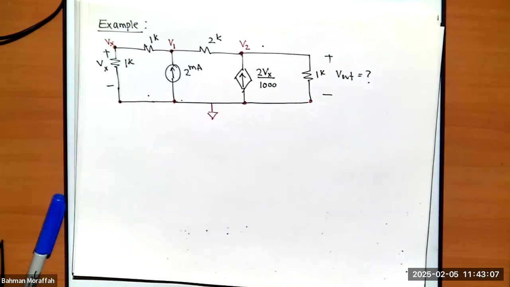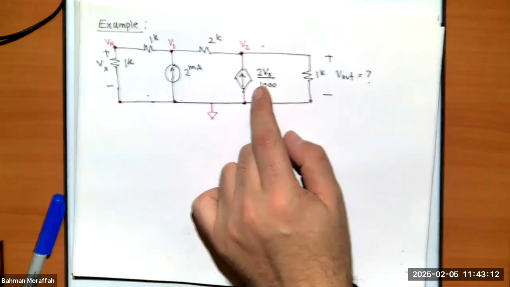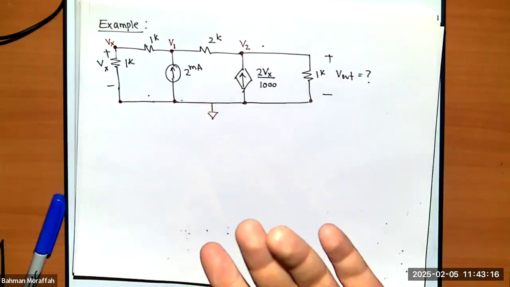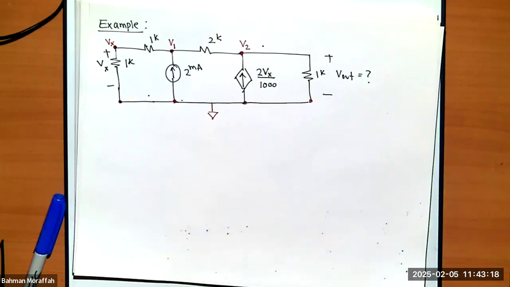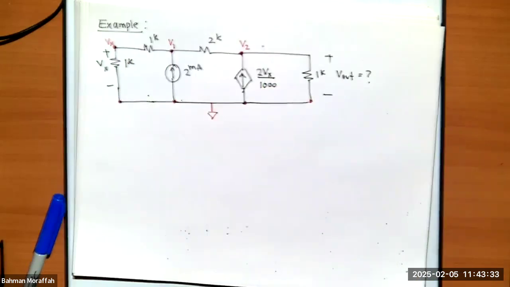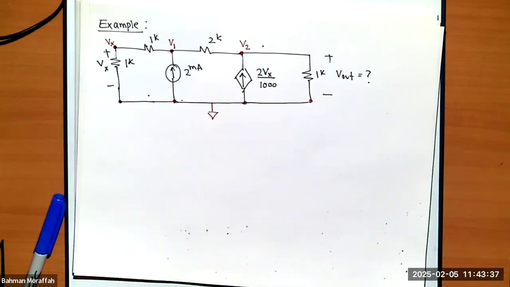Because look, I have a dependent source, and the value of this dependent source depends on this Vx. So if I simplify it, I'm going to lose that Vx, right? So I'm going to keep it. But what I'm claiming is that I can write voltage across that 1K. Basically, I can write this Vx in terms of V1. And if I can do that, I can basically get rid of it.